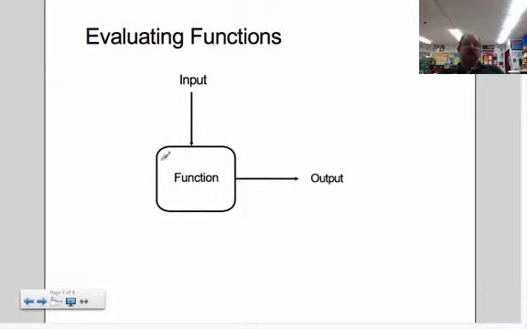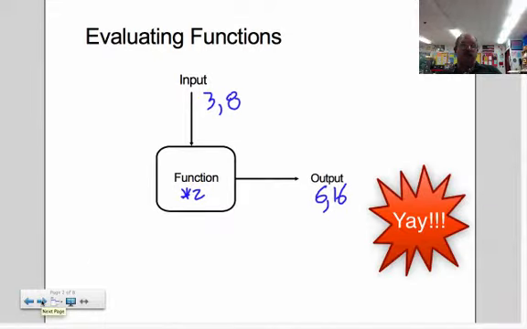So to evaluate functions, we have an input. We put it into some sort of machine or some sort of mathematical process, and we get an output. Sort of like when you put ingredients into the oven, and you get cookies out, or whatever you're making. So let's just say the function here was multiplied by 2. If I put a 3 in, what comes out? 6. If I put an 8 in, what comes out? Times 2, 16. That's how a function works. We have just successfully evaluated our first function.